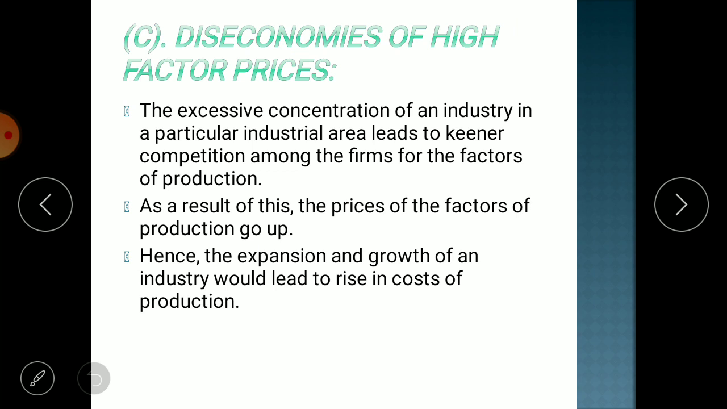The excessive concentration of an industry in a particular industrial area leads to keener competition among the firms for the factors of production. As a result of this, the prices of the factors of production go up. Hence, the expansion and the growth of an industry would lead to a rise in the cost of production. The title given here is high factor prices.